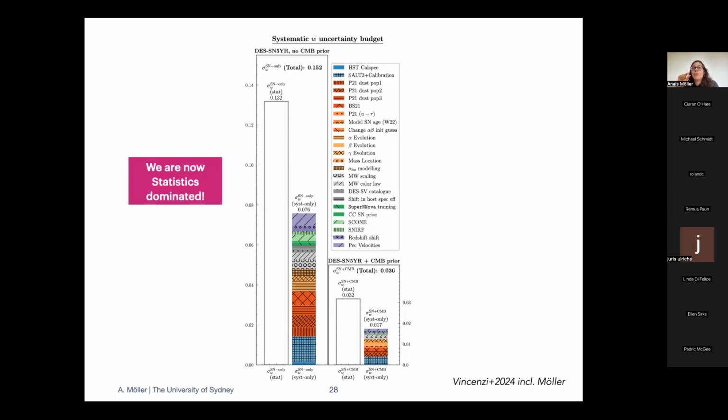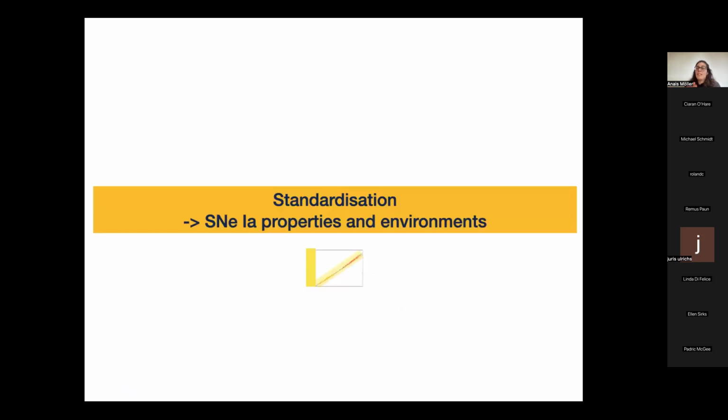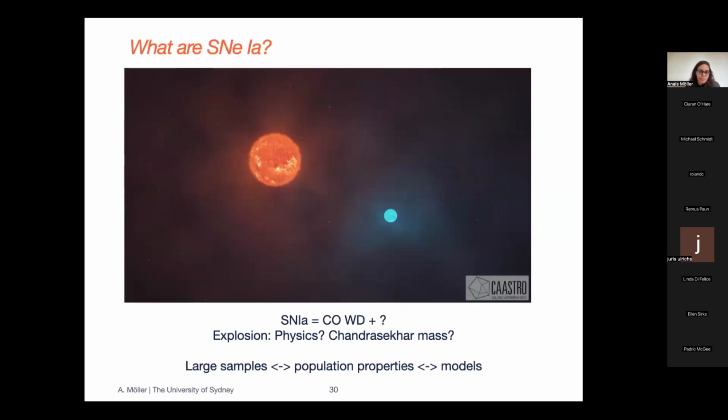But also, if you see in green, that's the classification systematics. And you can see that it's much smaller than other systematics, in particular the yellow and orange, which are the standardization, the properties, and the environments of type 1a supernova. So right now, our main focus is trying to understand these systematics to take our analysis to the next step. And this is what I'm going to talk about: how can we use the Dark Energy Survey data to understand properties and environments of type 1a supernova and thus improve our standardization.